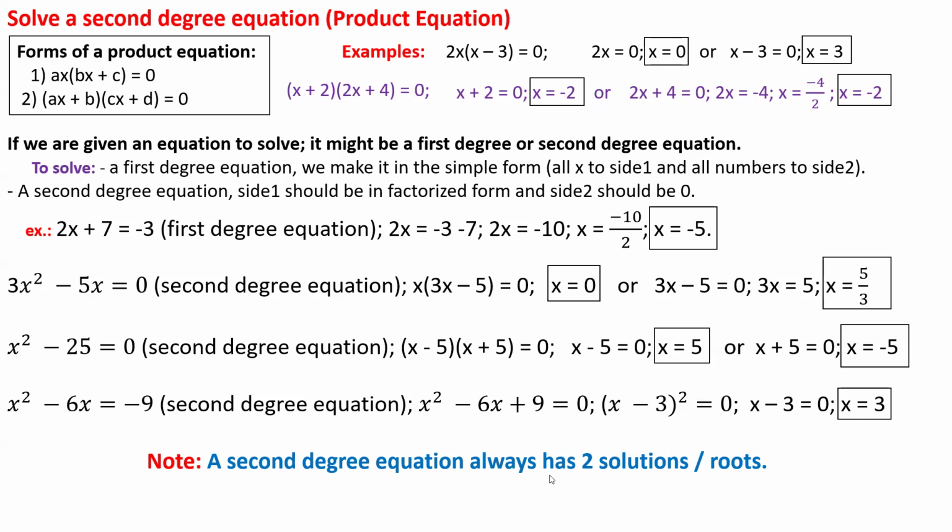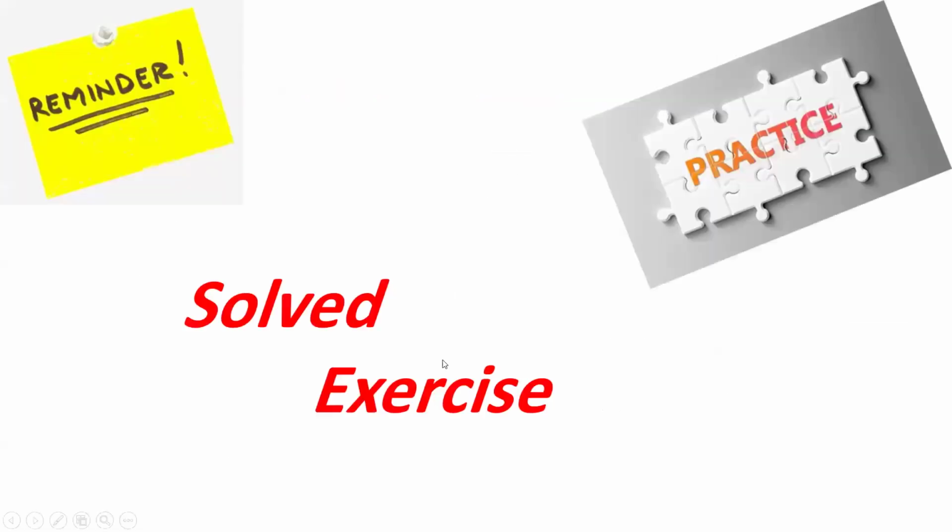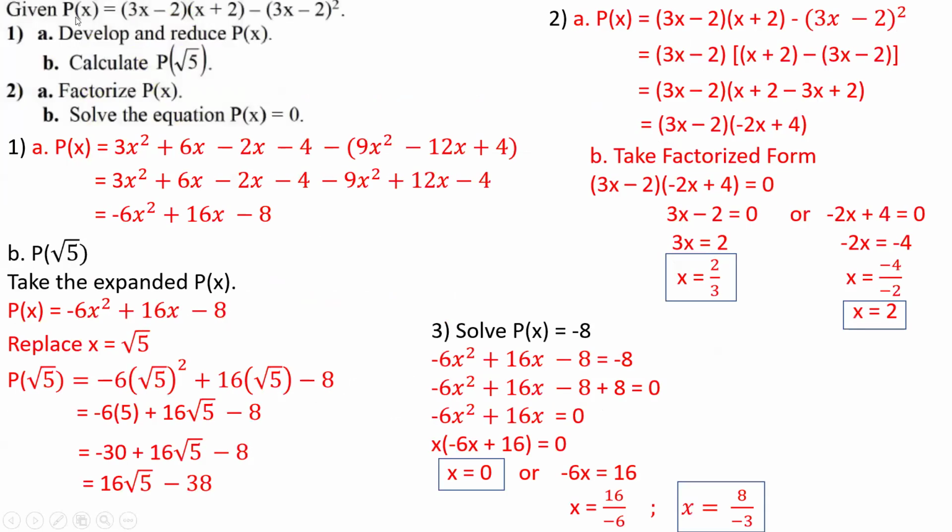A second degree equation, as you can see, always has two solutions. Here it has a double solution. Now I will continue. As a reminder, I will solve with you an exercise. Given a polynomial P of x equal (3x minus 2) into (x plus 2) minus (3x minus 2) all of it squared. Question number 1: develop and reduce P of x, which means we should get rid of parentheses.